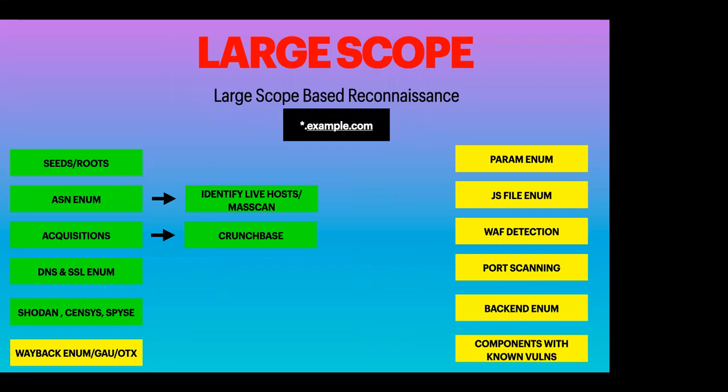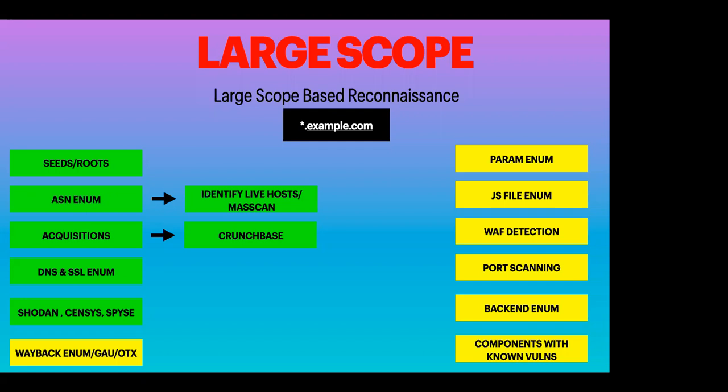Then we identify live hosts using masscan from that ASN range, which means the IP addresses which are lying in their particular subnet. Then we also check for acquisitions. You can use Crunchbase or Wikipedia to identify acquisitions for any program. You will be able to see what other organizations or programs are being acquired by Apple using Crunchbase and Wikipedia.